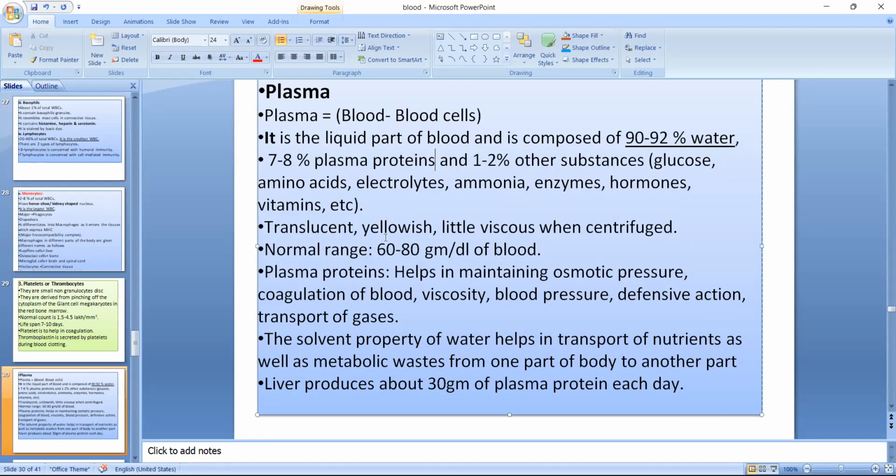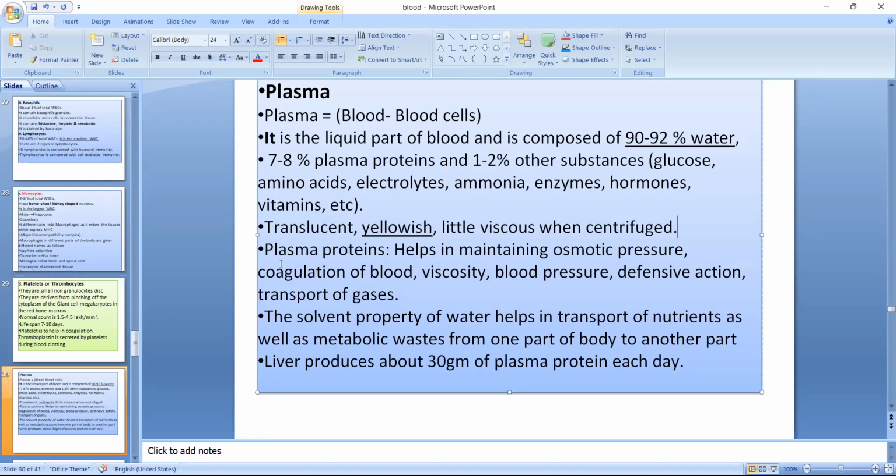So anyway, when it is centrifuged, okay, so it is yellowish in color. Yeah, so plasma proteins will come again in osmosis.